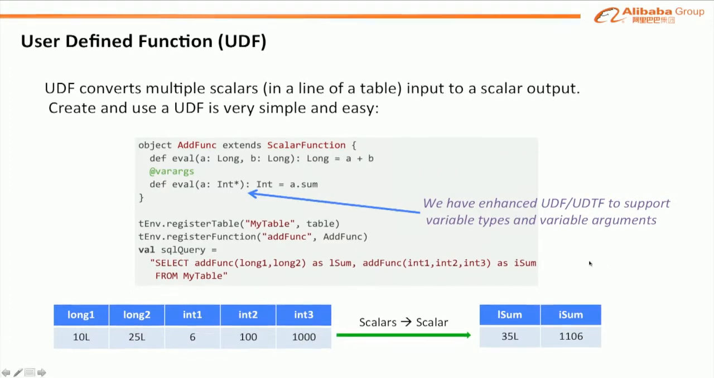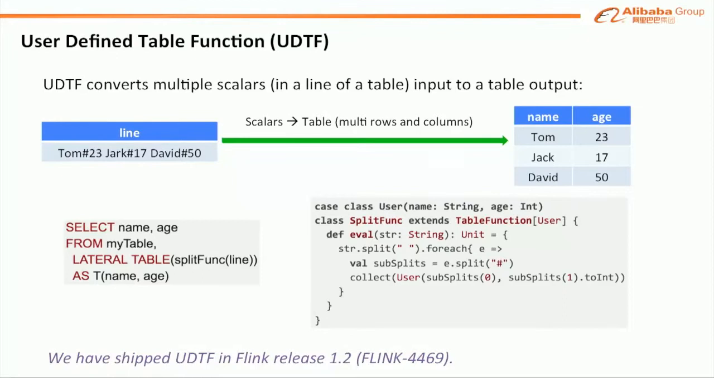This example shows that when you create a UDF like this, the query basically takes the first two long type values and adds them together, generating one result as a sum. Another query takes three inputs and generates one result. So here you take multiple scalars and generate two scalars because you have two UDFs. It's simple, right?